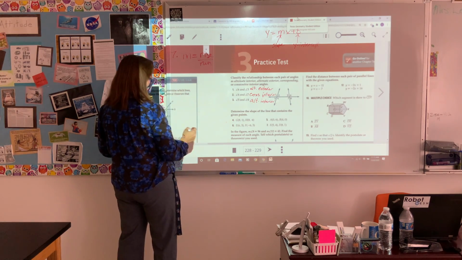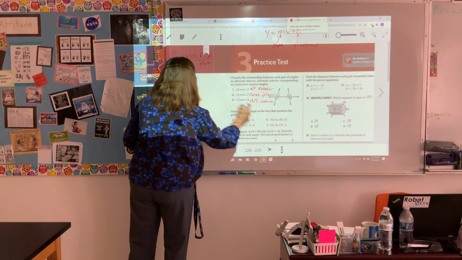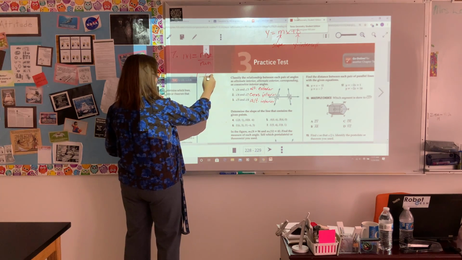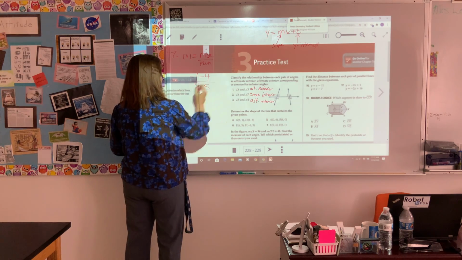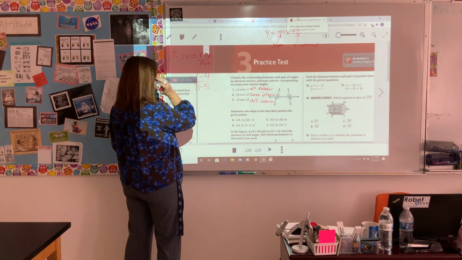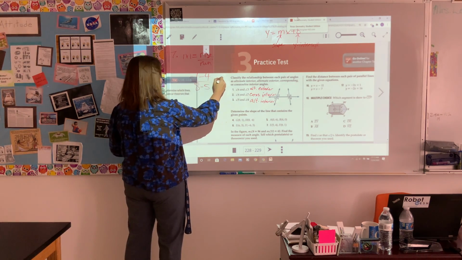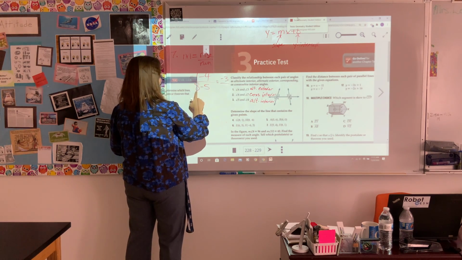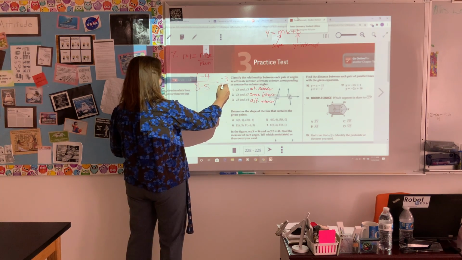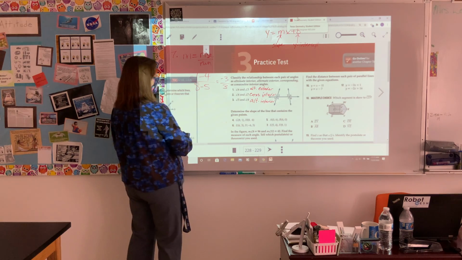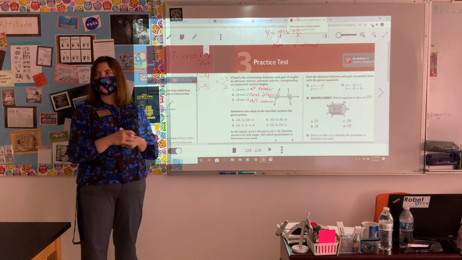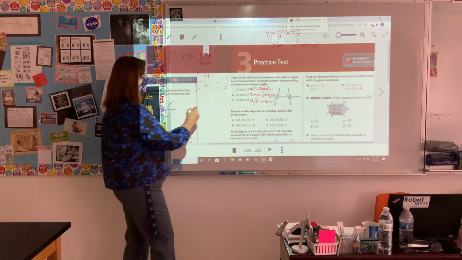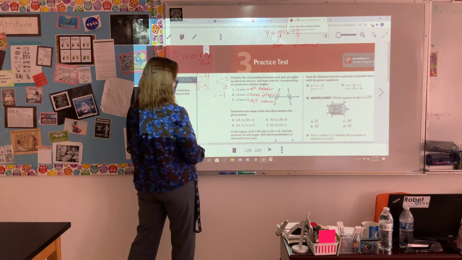Number 7. 1 subtract 4. 8 subtract 5. That woke me up. 1 subtract 4 is what? Negative 3. Negative 3, yeah. 8 subtract 5, 3. So what's my slope? You tell me. Negative 3 over 3. It is a 1. Slope of -1. Slope is negative 1.